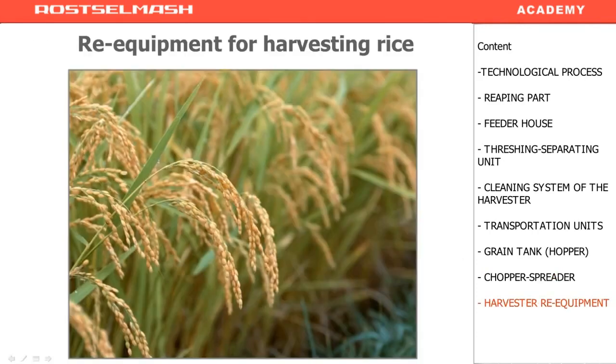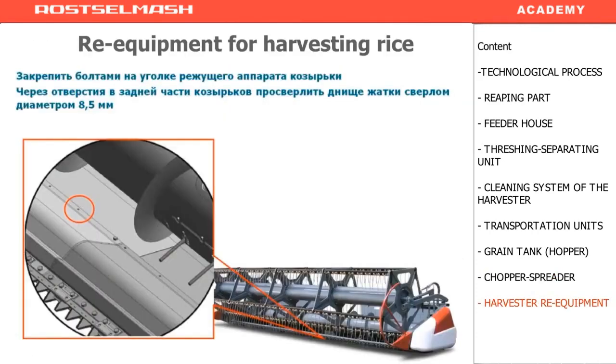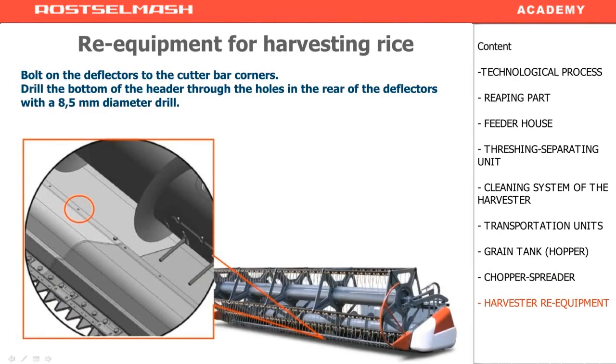Combine equipment for harvesting rice. First, you install the deflectors on the header. For this, you have to drill in the lower part of the header, so that we could fix the deflectors through these holes.